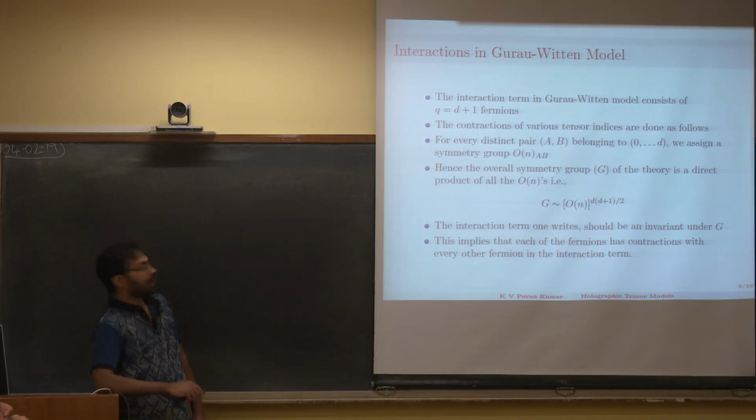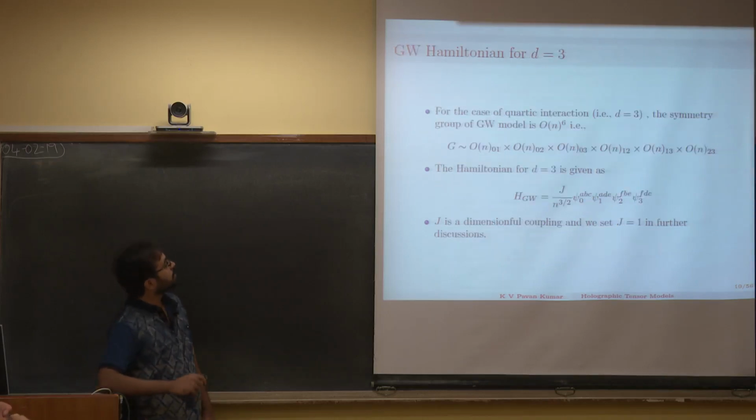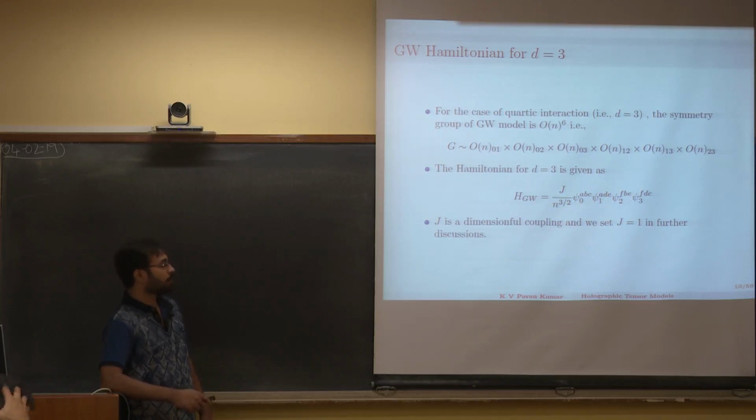I'll just give an example to see these rules. For d equal to 3, which is a quartic interaction, the symmetry group is a product of 6 O(n)'s, and the Hamiltonian is given by this. Again, this factor is important for the appropriate large n limit. If you look at this Hamiltonian, you can see that every 2 fermions have only one common index, which is summed over, which is the result of the rules I showed in the last slide. Also J is a dimensionful coupling here, and we set it to 1 in the further discussions.